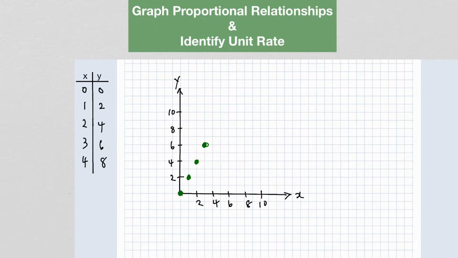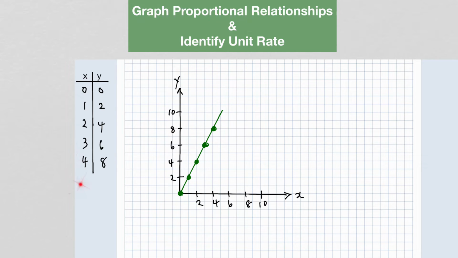And then the last point, 4, 8. You can see that it's starting to form a straight line, but let's go ahead and plot that anyway. So 4 on the x-axis, and then we're going to go to 8 on the y. 1, 2, 3, 4, 5, 6, 7, 8. So we'll plot a point there. And then you connect the dots and you get the following straight line. Okay? So now we've completed the first portion, which is graphing the proportional relationship.